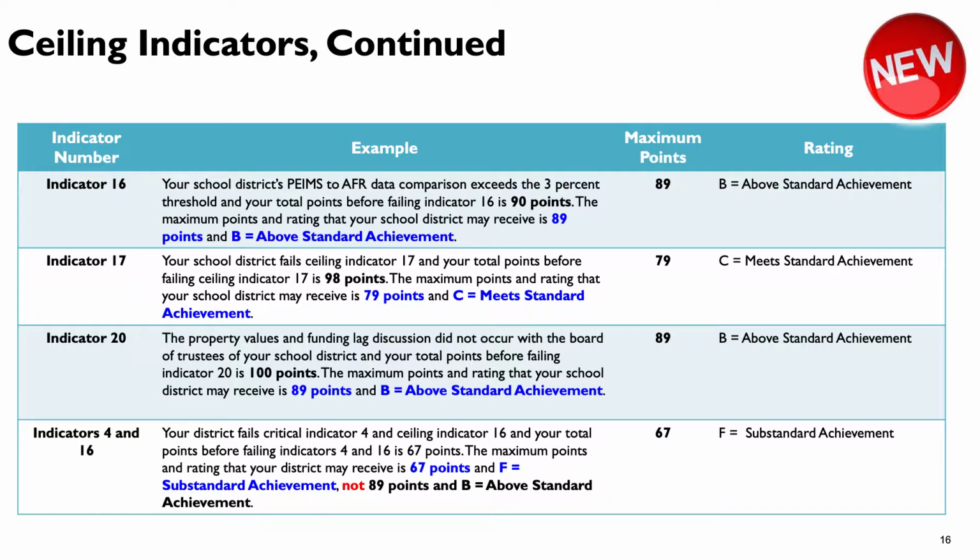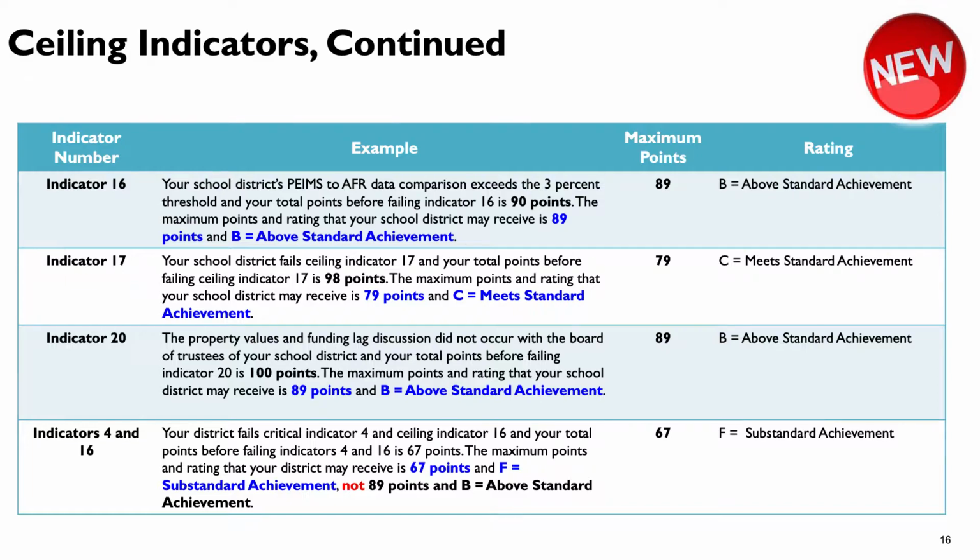Indicator 20, you had 100 points. You go down to 89, but hopefully this is going away. More than likely, I'm being really honest. I'm always honest with you all. It's going to go away. It's a process to get it out of the rule. Indicators 4 and 16, your district fails critical indicator 4 and ceiling indicator 16, and your total points before failing indicators 4 and 16 is 67. You're going to get a 67, F equals substandard. You always get the lower of.